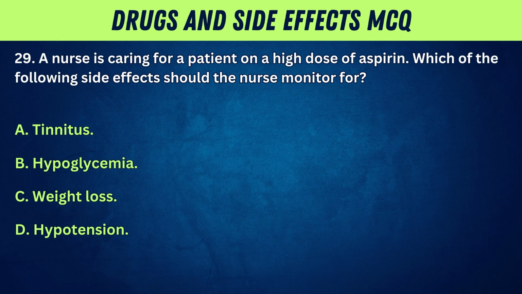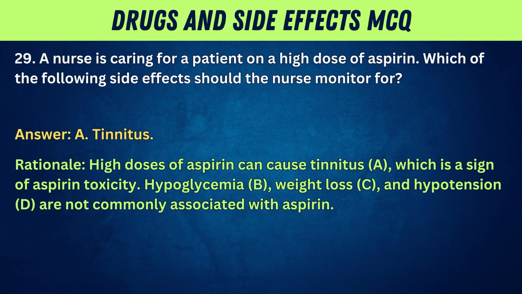29. A nurse is caring for a patient on a high dose of aspirin. Which of the following side effects should the nurse monitor for? A. Tinnitus. B. Hypoglycemia. C. Weight loss. D. Hypotension. Answer: A. Tinnitus. Rationale: high doses of aspirin can cause tinnitus, A, which is a sign of aspirin toxicity. Hypoglycemia, B, weight loss, C, and hypotension, D, are not commonly associated with aspirin.